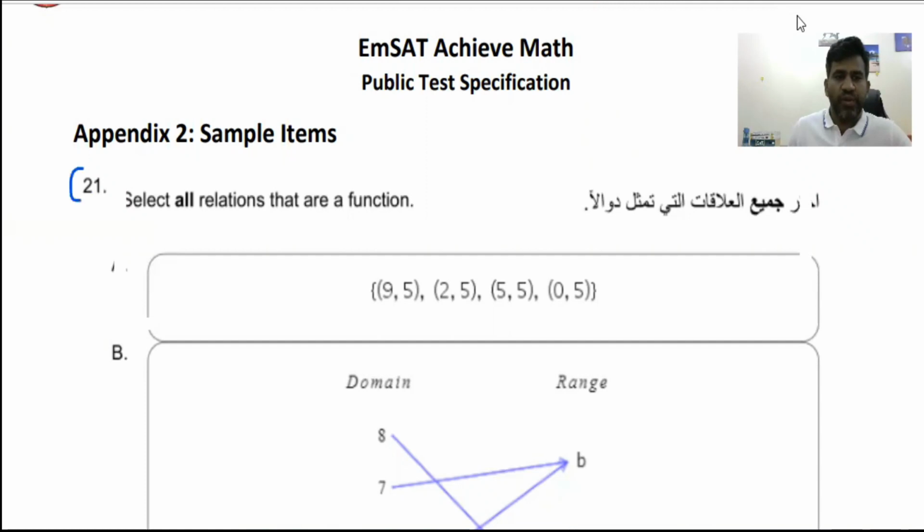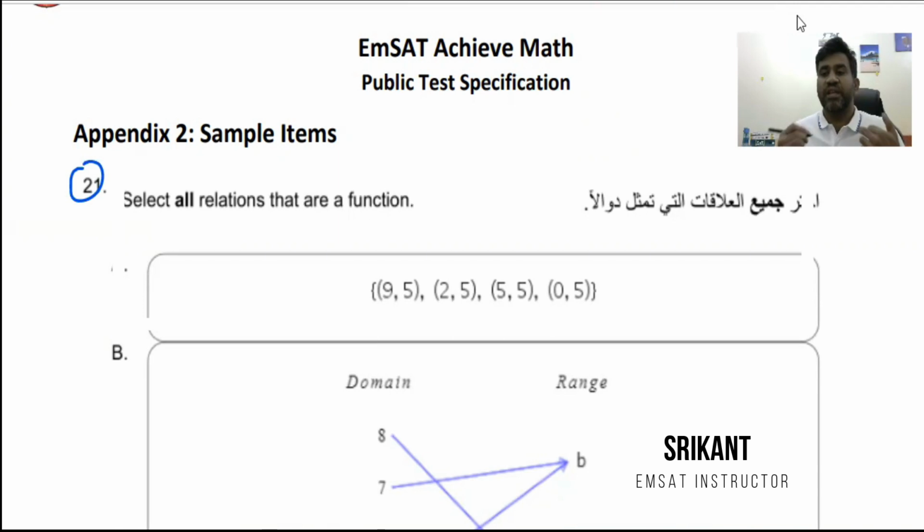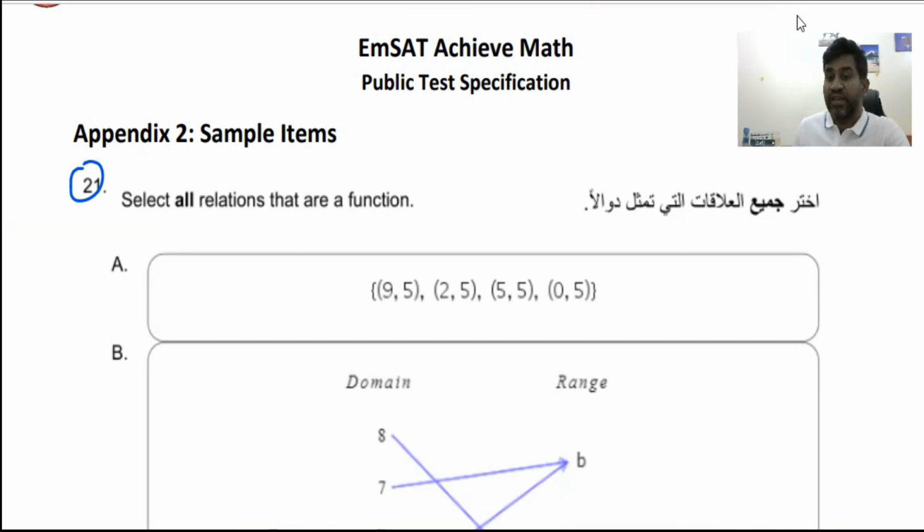Question number 21, select all relations that are a function. So what basically is a function? A function provides the relation between a set of inputs and the possible outputs. Let me tell you with an example.